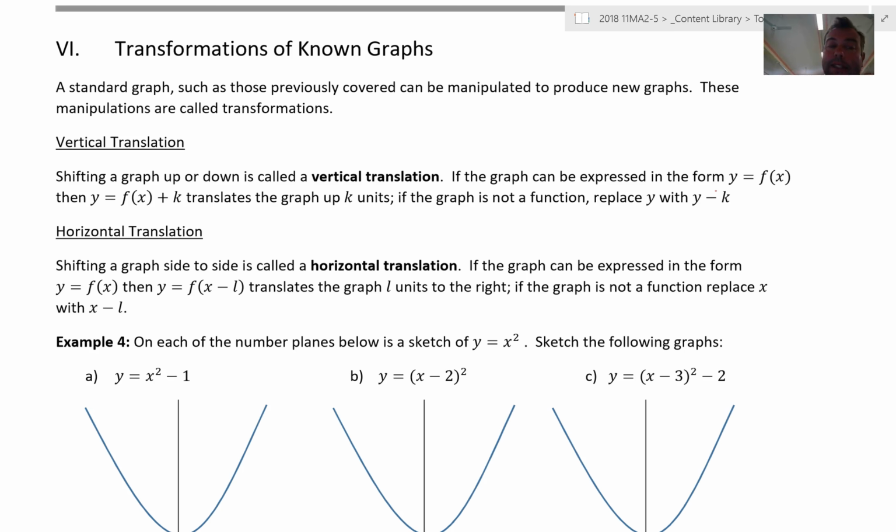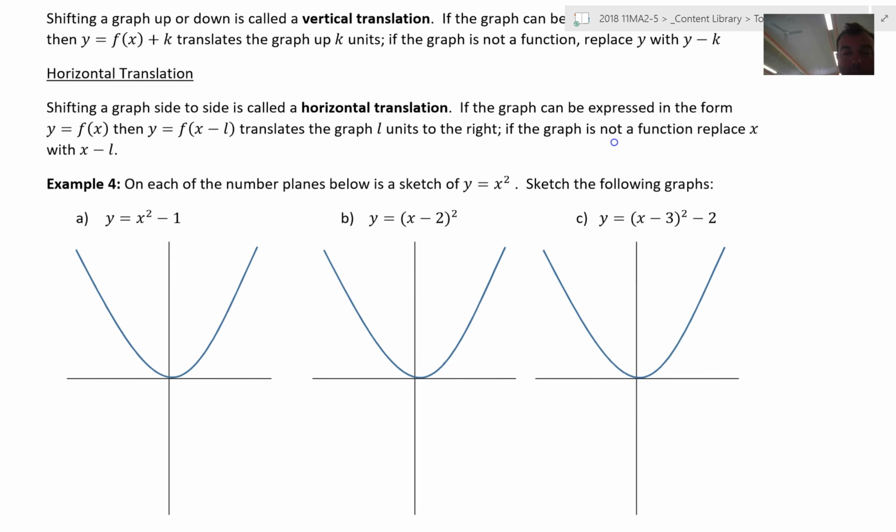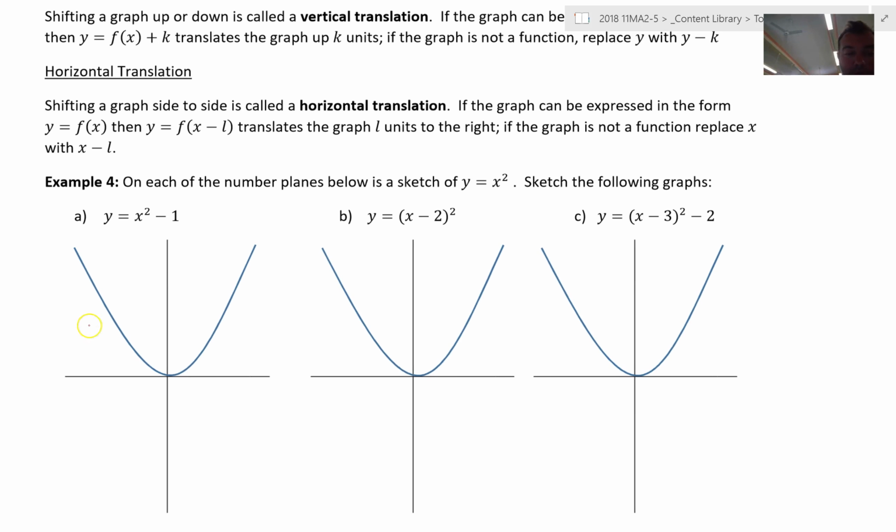Horizontally, I replace the x with some other number: x minus the amount I want to move it. Let's see how that works. Now here is a graph of y equals x squared. This will probably make more sense with an example. This is y equals x squared. This is our parabola.